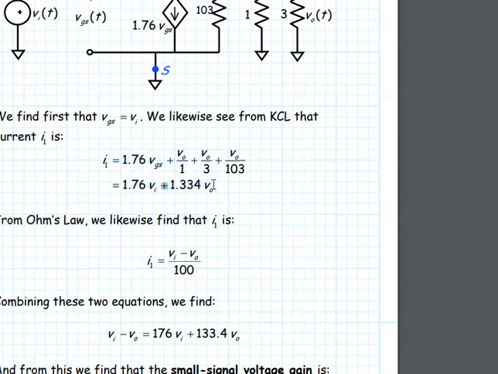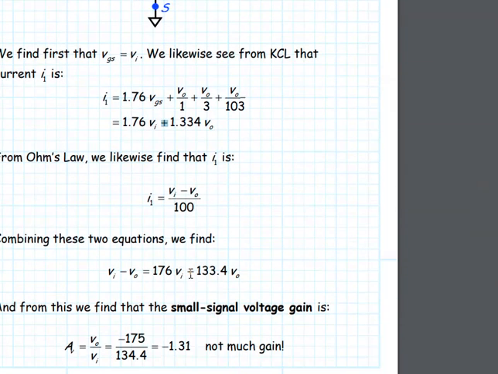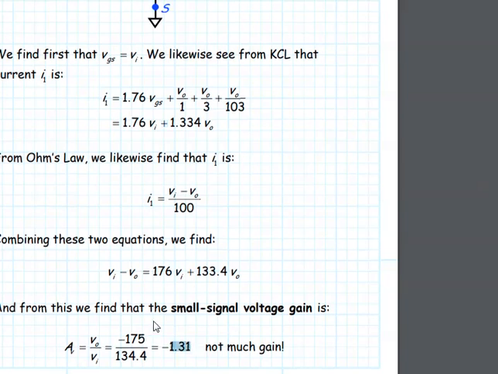So forget about I1. We know that 1.76 V in plus 1.334 V out equals V in minus V out over 100. So multiply 100 by this, so V in minus V out will be 176 V in plus 133.4 V out. And then you can find the gain easily. Just take the common factor from V in and V out. V out over V in will be minus 175 over 134.4. So it's going to be minus 1.31. Pretty small gain, but it's okay.